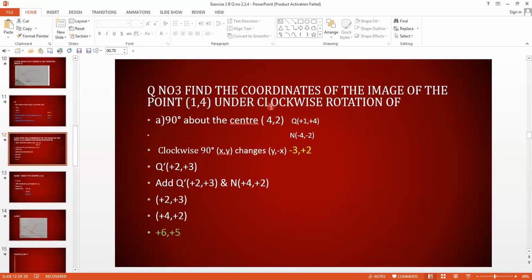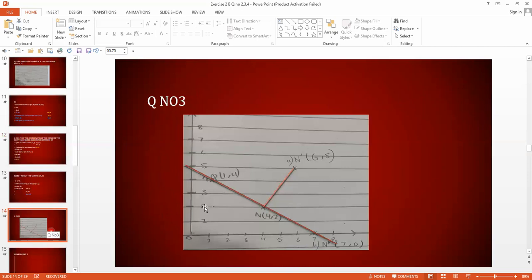So first of all, I have to draw that on a graph. Then we come to the B part. Clear? Initial point is 1 and 4. And after taking 90 degree rotation, the point is plus 6 and plus 5. So we have to come to the initial point.